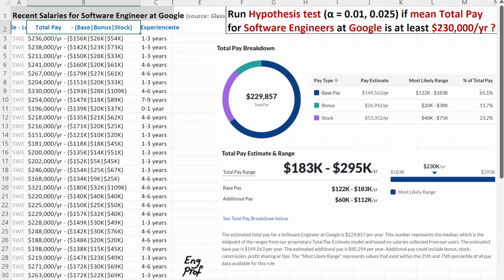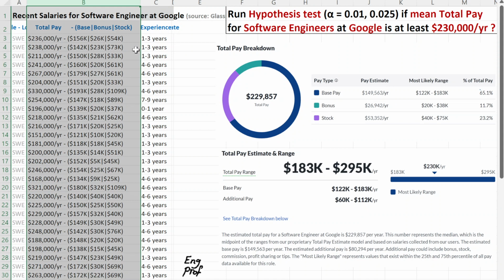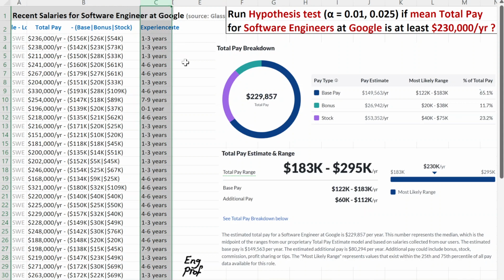The source of data is Glassdoor, and as you can see, we have a column that summarizes the total pay for 50 software engineer salaries. Of course, the breakdown in base, bonus, and stock is also shown, but in this example that doesn't matter to us, so we focus on total pay. And you can see we are talking about various years of experience, so it's an average total pay provided for different cases of years of experience.